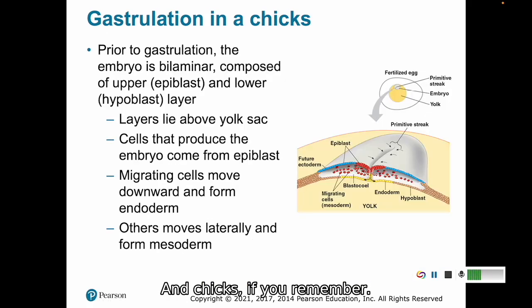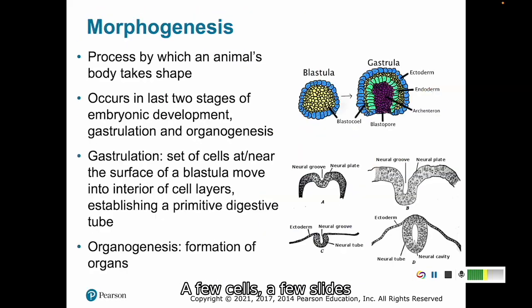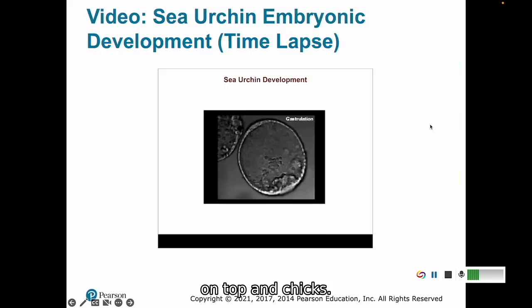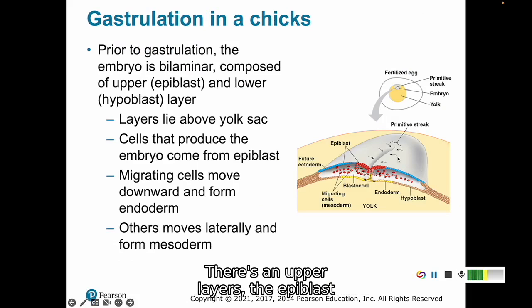In chicks, if you remember, a few slides earlier, we talked about them going through this meroblastic cleavage where they have this little cap on top. Okay. In chicks, it's just this little layer on top that we're talking about. So this embryo is bilaminar. There's an upper layer, the epiblast, and a lower layer, the hypoblast. And this all lays on top of the yolk sac.